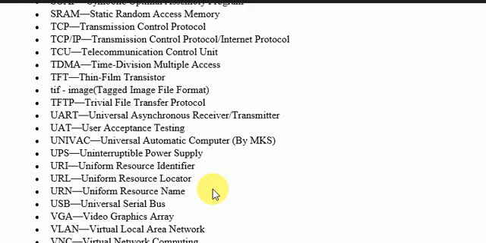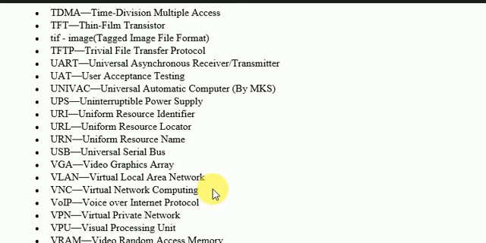Then next, URN, uniform resource name. USB, nowadays everyone uses a pen drive, and the pen drive has a USB port. That USB is nothing but a universal serial bus. Serial data transmission universally accepted, that's why it's a universal serial bus. And a bus is a group of wires which transmit data from one point to another point, or one location to another location. Then VGA cable, that VGA is nothing but a video graphics array. Then VLAN means what? Virtual local area network.